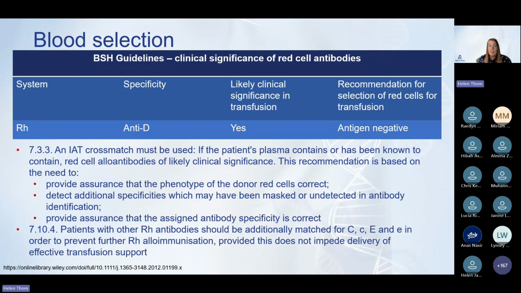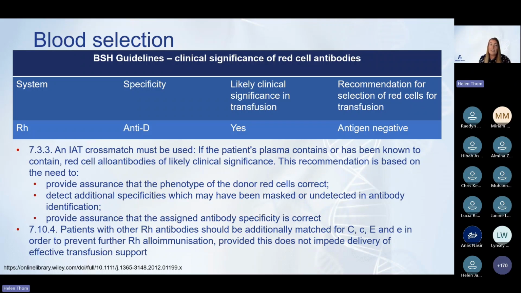So if you look at the BSH guidelines, anti-D is a clinically significant antibody. So once you've identified your antibody, it's worth checking your guidelines to see if it's clinically significant or not, because some antibodies aren't, so you don't need antigen negative blood. But in this case, we do. There's also information here of why you might perform an IAT cross-match. So when you have alloantibodies, your patient's not eligible for electronic issue.